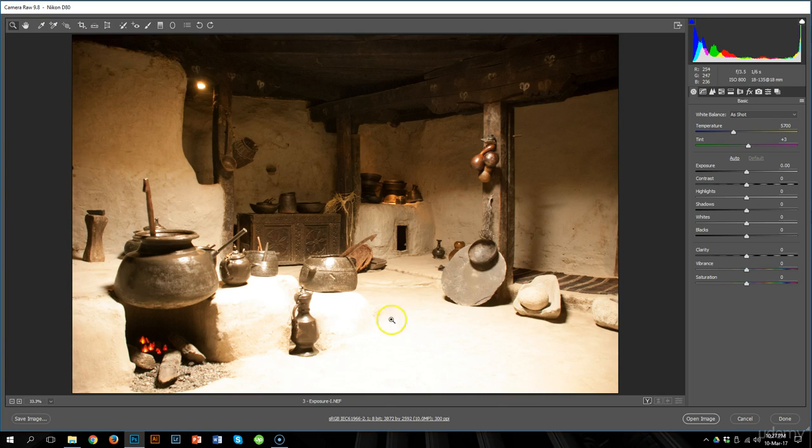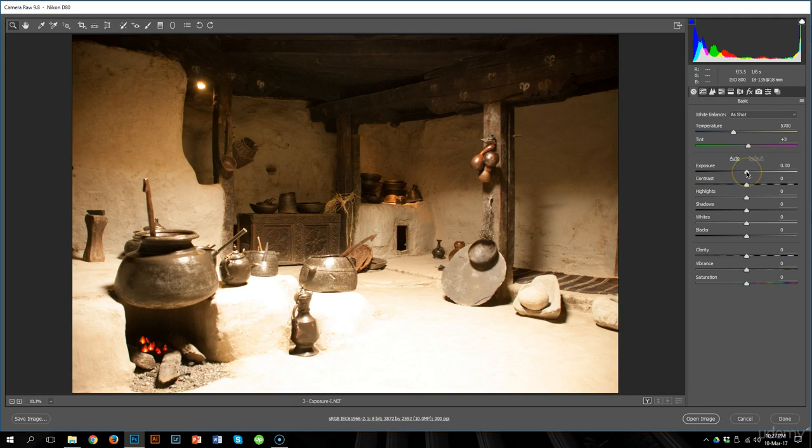We have 5 sliders that allow us to do that. The first slider that you have is the exposure slider. Then you have highlights, shadows, whites and blacks. With the help of these 5 sliders, I will try to bring the detail back in the areas that are either too bright or too dark. Now let's see what each one of these sliders does.